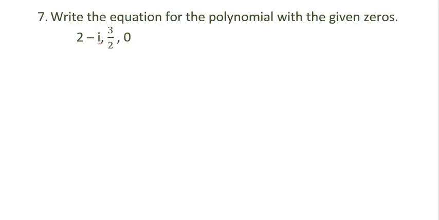Just kidding, we have part 2. And we just have this last example that I forgot to add in the original video. So, example 7, we want to write the equation for the polynomial with the given zeros here.